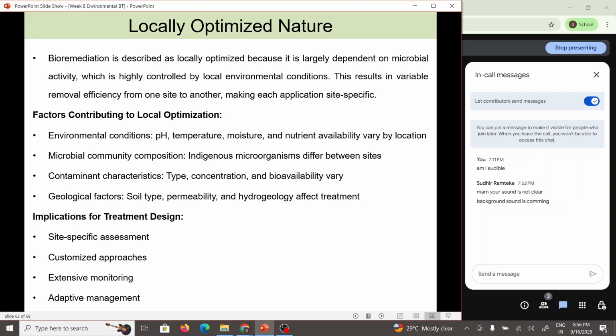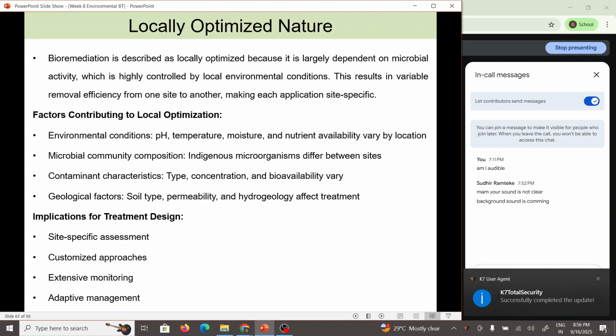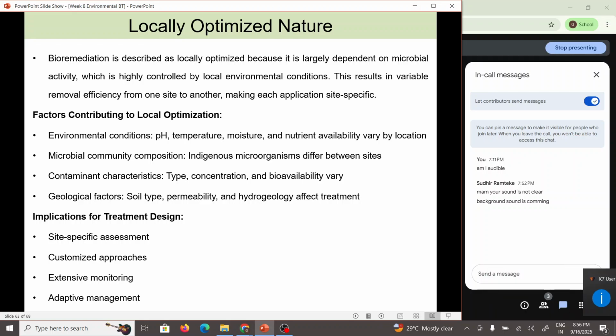So we need to have this in mind when we design bioremediation treatment systems. We need to have a site-specific assessment. We need to go for customized approaches. So we need to first know what is the nature of the pollutant that is present, what kind of environmental conditions we will be able to provide, and then based on that we have to develop or design the treatment process, and there has to be extensive monitoring through which we are able to build models and then improvise the system further.